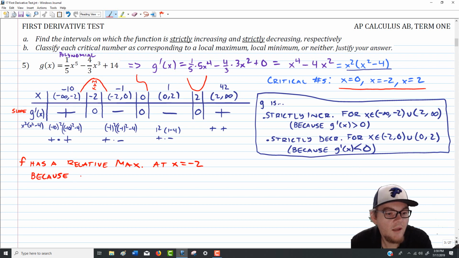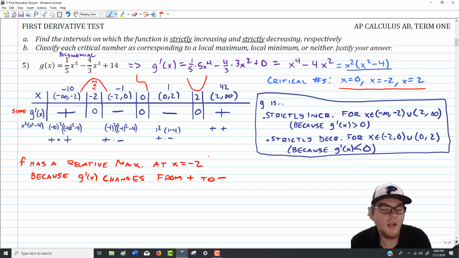So our reason would be because g prime of x changes, and here it's specifically from positive to negative. And I hope you'll forgive me for not writing positive or negative as words and just using the symbols. I'm exhausted.